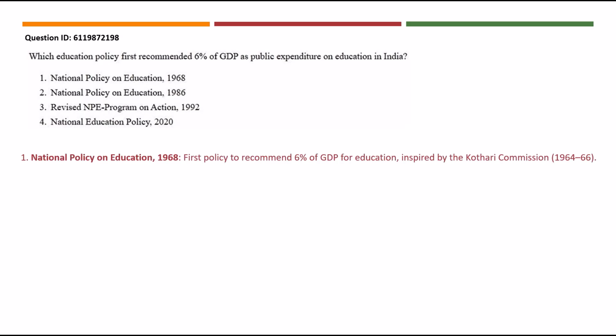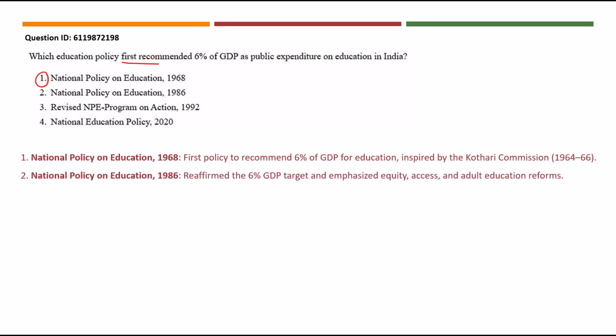Let's see one by one. 1968 policy. This will be the first policy to recommend 6% of GDP for education, inspired by the Kothari Commission. The question here is asking about first recommended. We will go with option number 1 as the right answer.